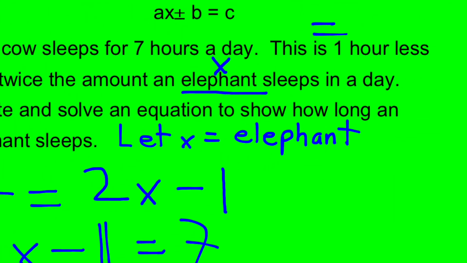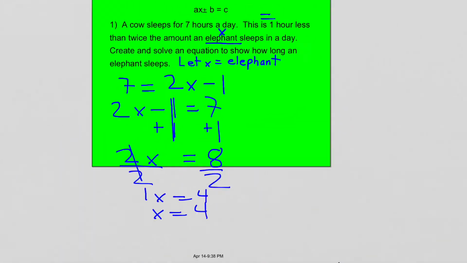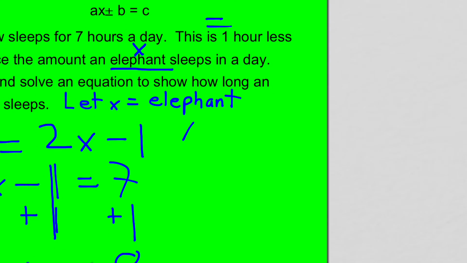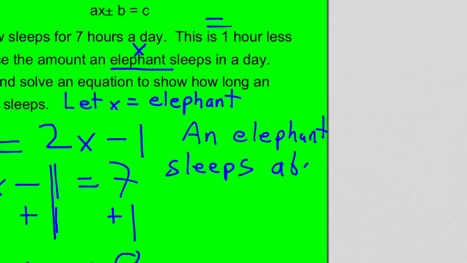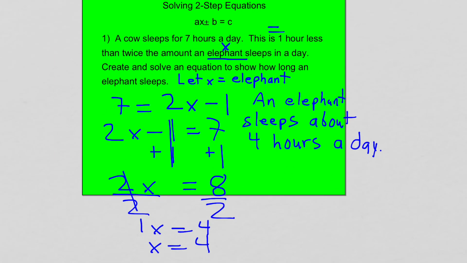X is what we wanted to find. X was the amount of hours an elephant sleeps in a day. So we'll write that in a sentence. An elephant sleeps about 4 hours a day. That's just not enough sleep. They need to get more sleep. They're going to be all cranky the next day. An elephant sleeps about 4 hours a day.